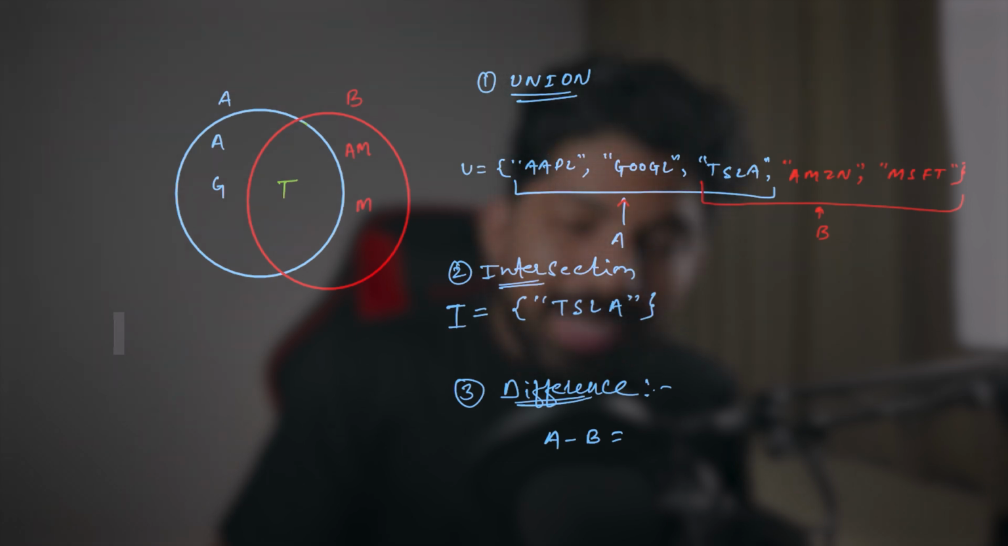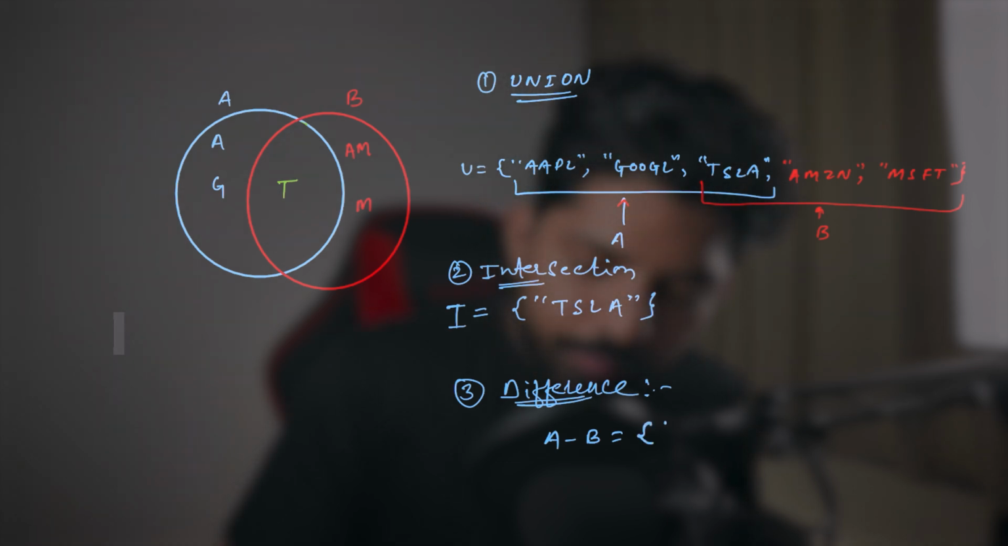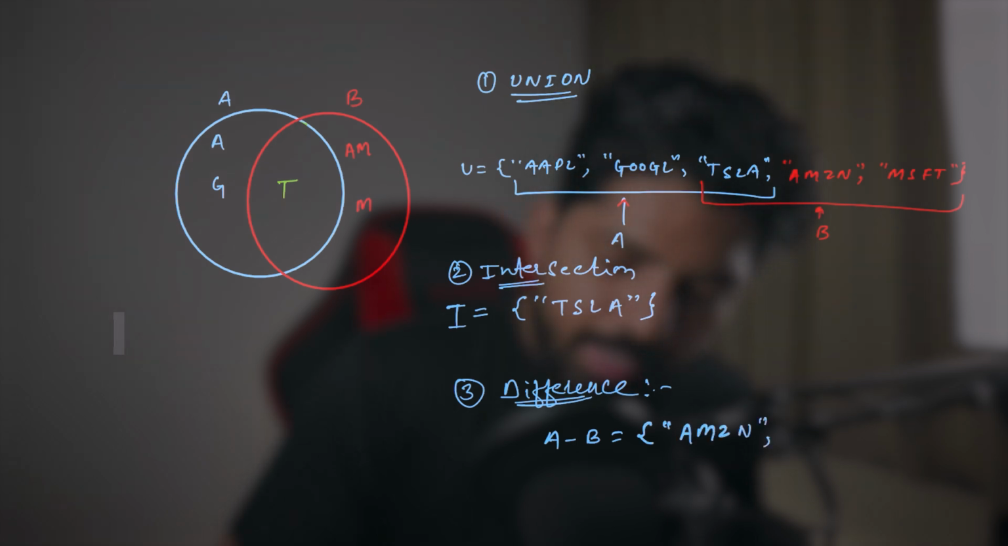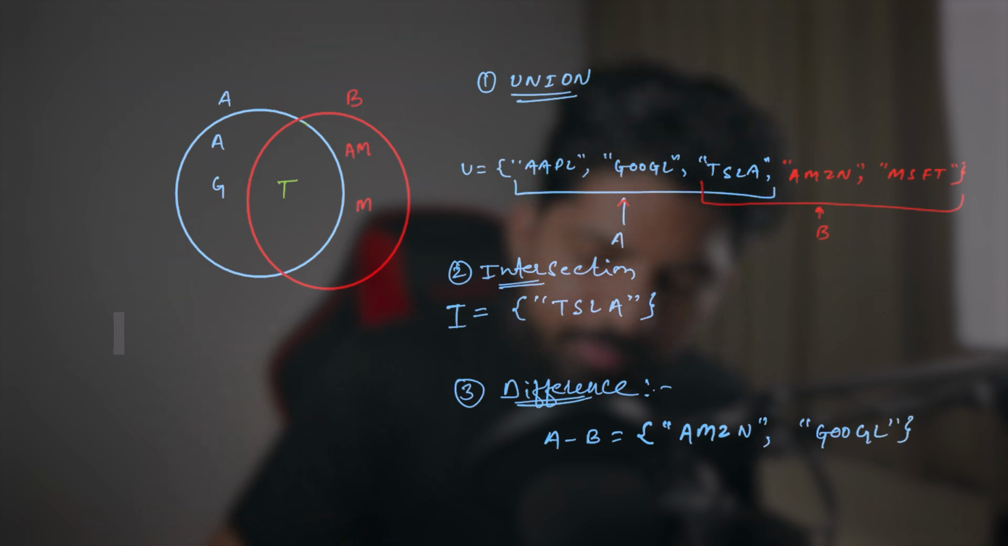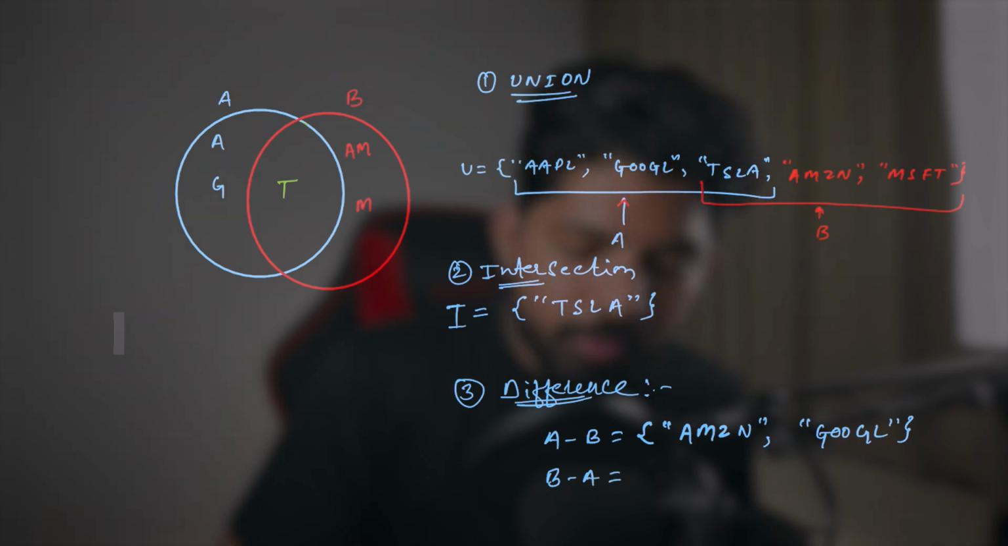Just remove that. We are left with Amazon and Google. So I can write a new set in that we have Amazon and Google. Correct. If I write B difference A, B minus A, then again we will remove the common element, which is Tesla, and we are left with Amazon and Microsoft.